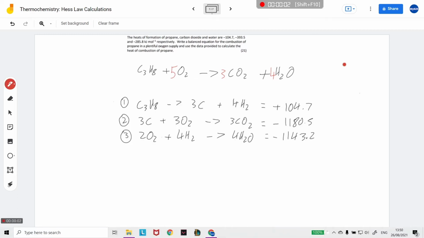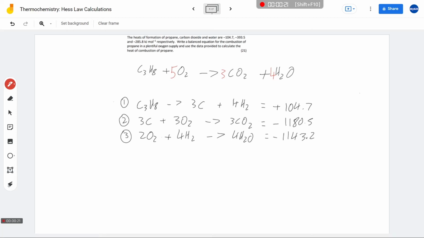After having manipulated these equations to attempt to form the equation above, we need to add everything together to see if we have indeed done that correctly. Let's look at both sides of the reaction arrows on all the equations and see if anything cancels out. We can cancel out this 3C and this 3C here. We can cancel out this 4H2 and this 4H2 there. Is there anything else that's on both sides? It seems like no, so we can go ahead and add up the rest.